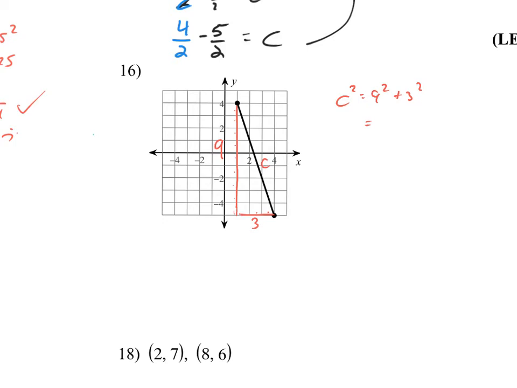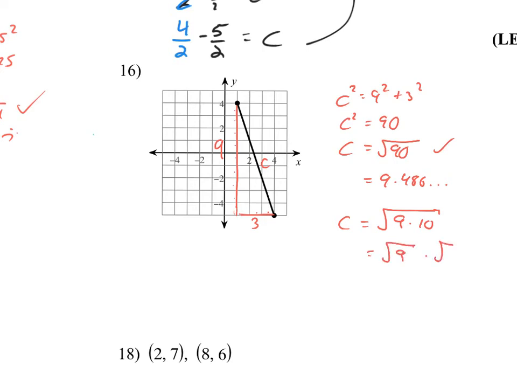So this is 80, 81 and 9. So this is 90. So c should be root 90. For now, that's great. If you take the root of it, you get 9.486 blah, blah, blah. If you want to learn how to clean it up, think about this as 9 times 10, right? That's 90. And then you can take the square root of each piece.